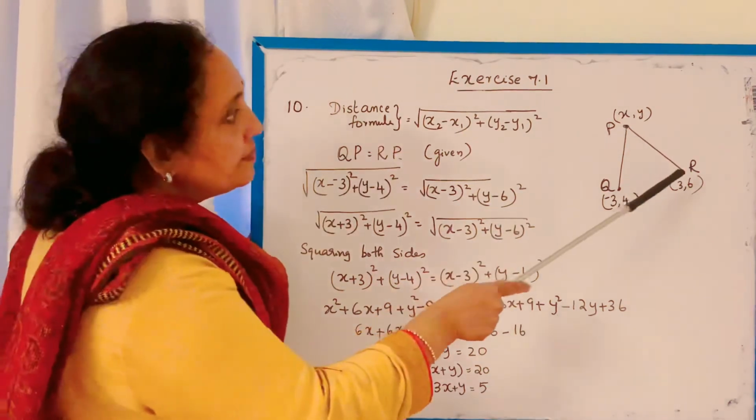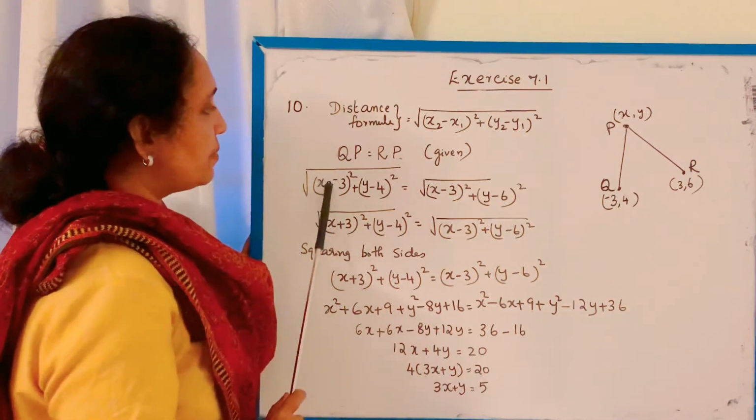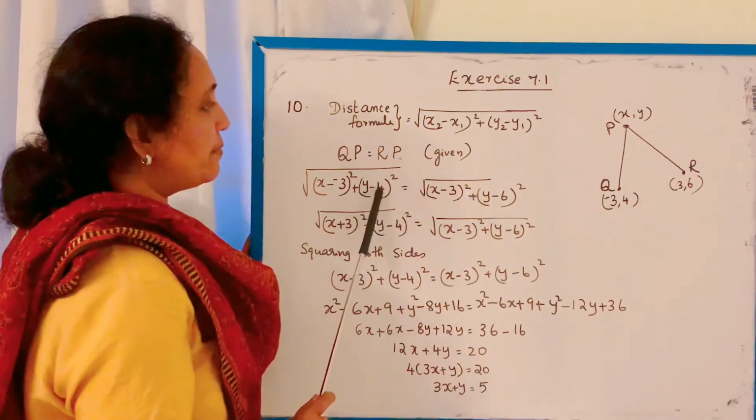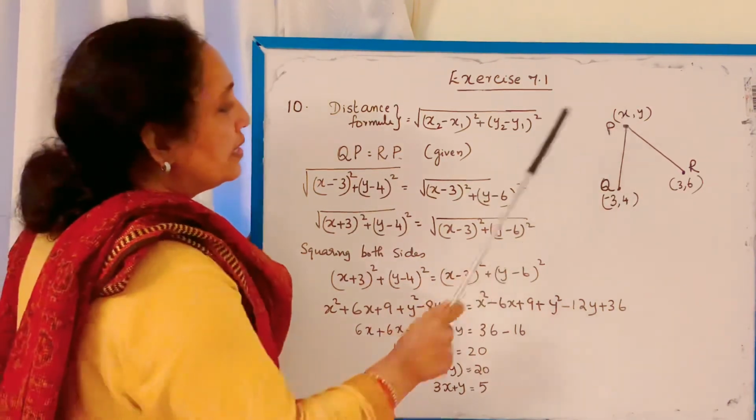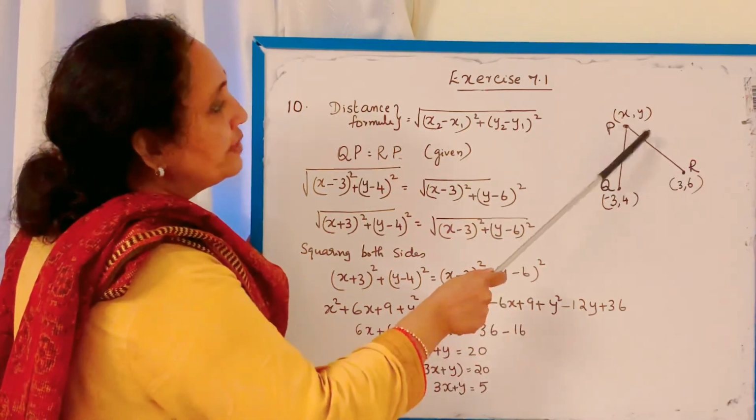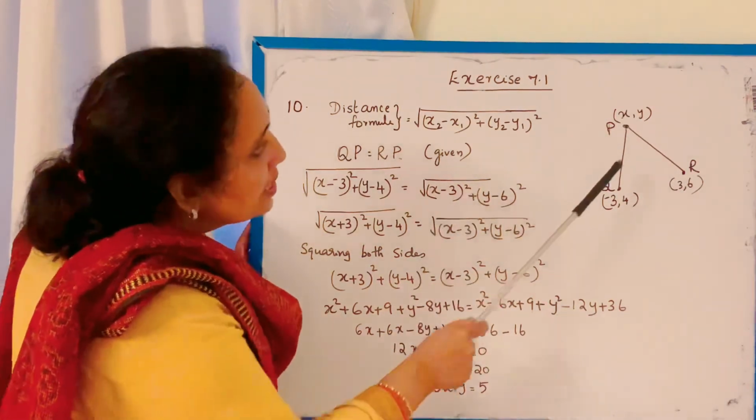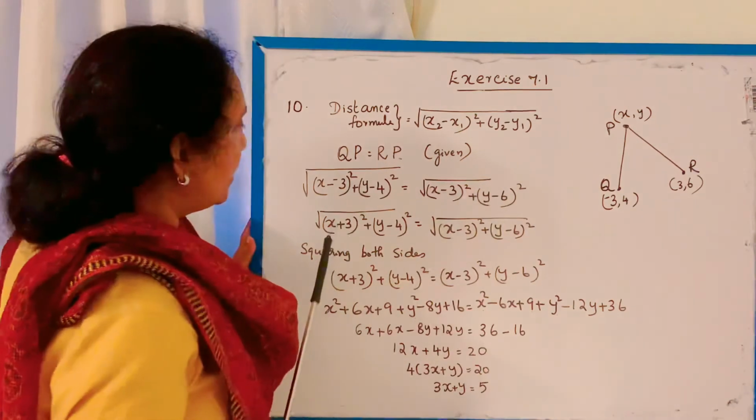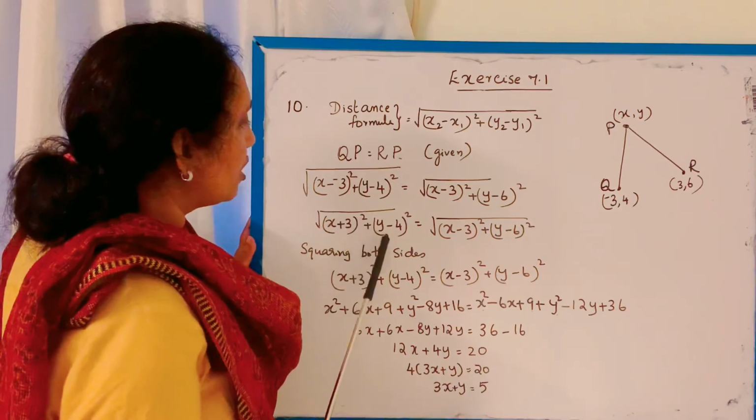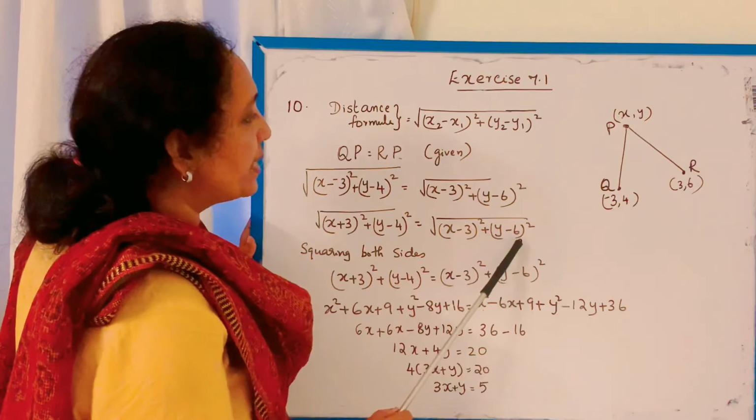Then QP is root of x2 minus x1, that means x minus minus 3 the whole square plus y2 minus y1, that means y minus 4 the whole square, is equal to RP, this is x2 y2, this is x1 y1, here x2 minus x1, that means x minus 3 the whole square plus y minus 6 the whole square. Then x minus minus 3 is x plus 3. Okay, root of x plus 3 the whole square plus y minus 4 the whole square is equal to root of x minus 3 the whole square plus y minus 6 the whole square.